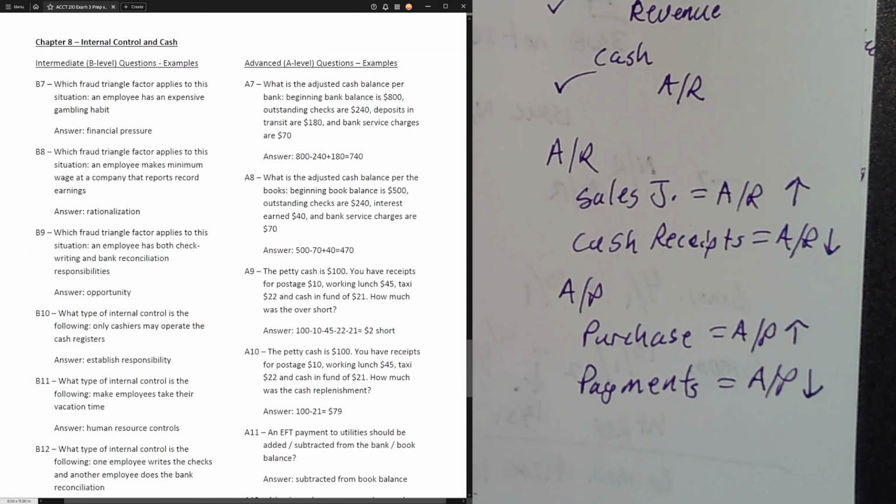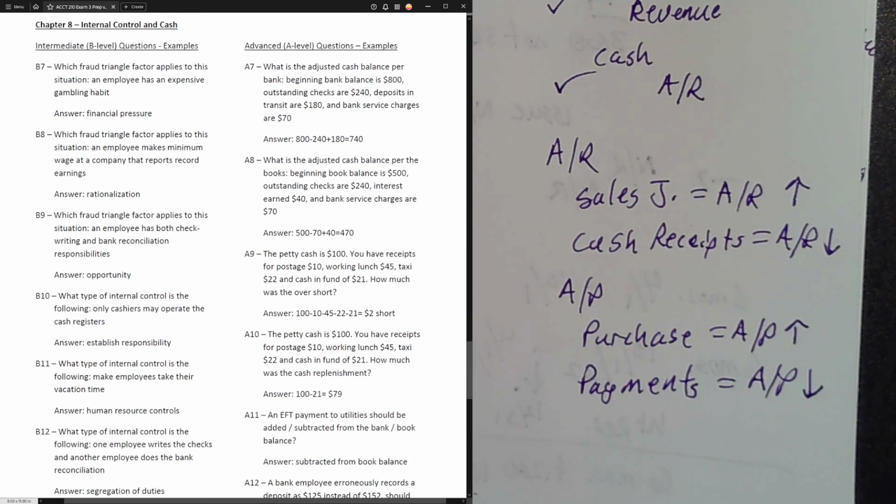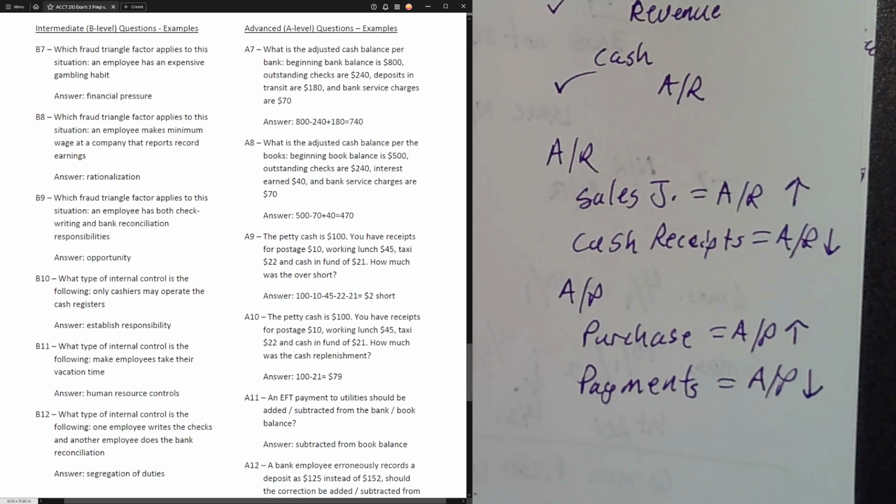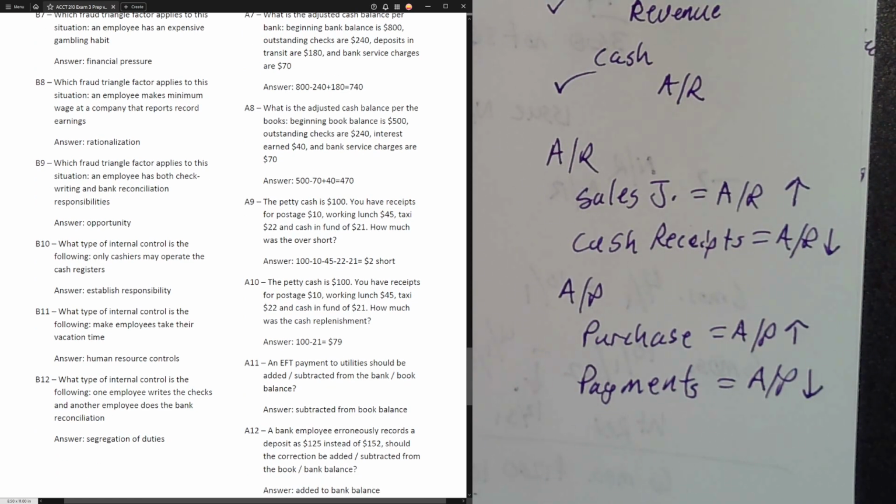A6, 8, B level 8, and A level 8. Okay, again, you can see all of 8. B level is just the first 3 are on the fraud triangle, and the second 3 are on types of internal control. You don't have to know every type of internal control, just these 3. I've selected 3 that I think are kind of important, and I'll test one of them.